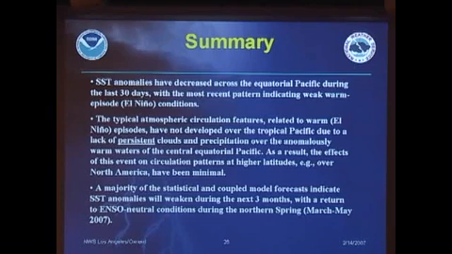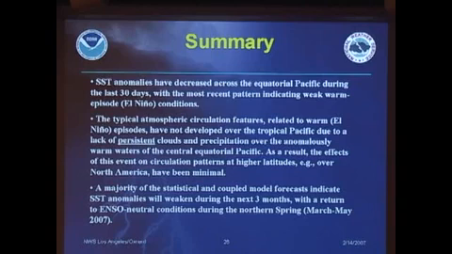In other words, usually we'll have almost a reversal in the typical configuration of sea surface temperatures. When you have an El Nino condition, the eastern portion of the equatorial Pacific will be warmer than normal, and the western equatorial Pacific, which is typically very warm, will be cooler than normal. And that's often due to persistent cloudiness that forms over the central and western equatorial Pacific. But there was no development of these persistent clouds in this case. And as a result of that, they knew that the effects of this event on circulation patterns at higher latitudes would be minimal.